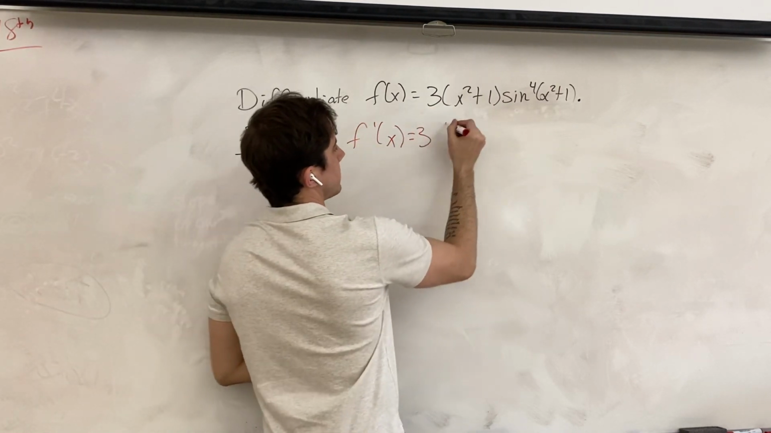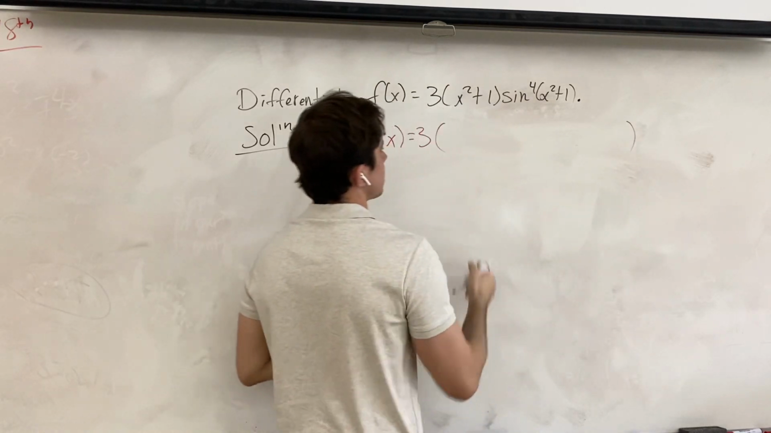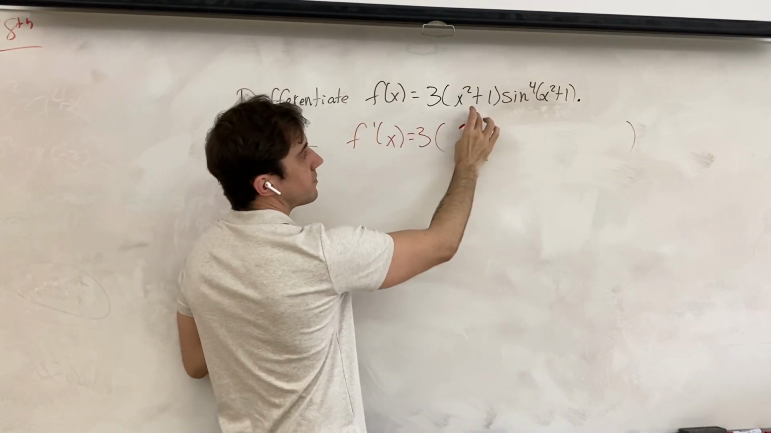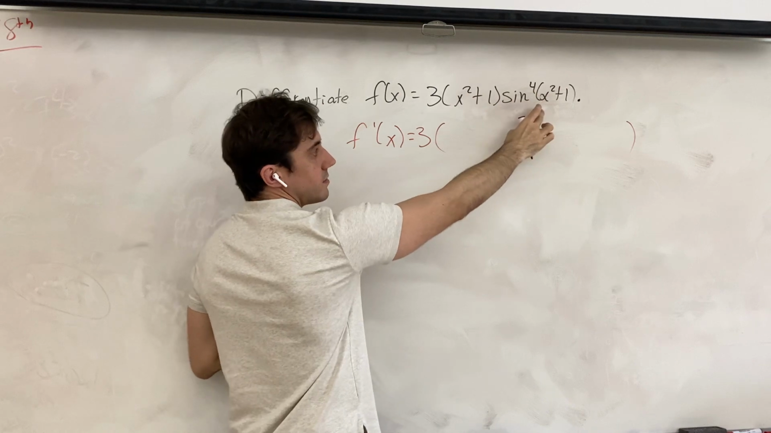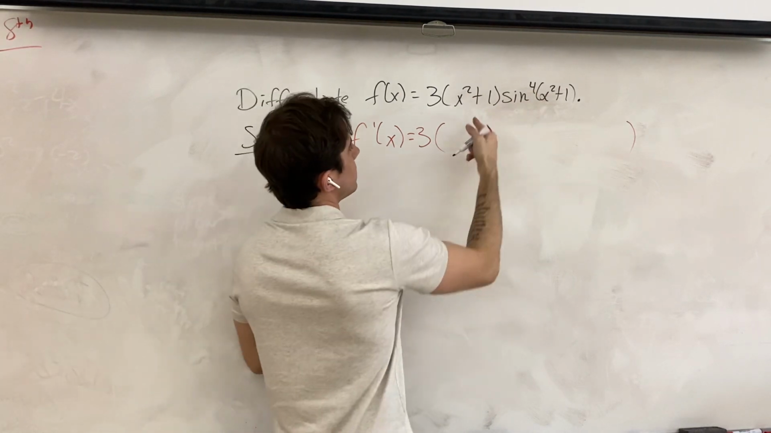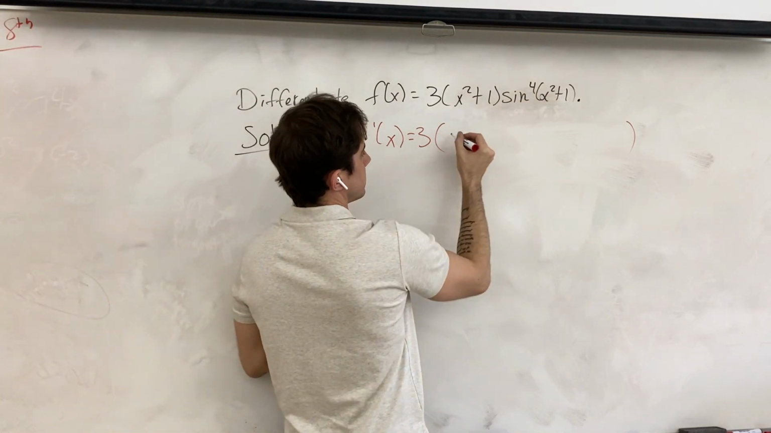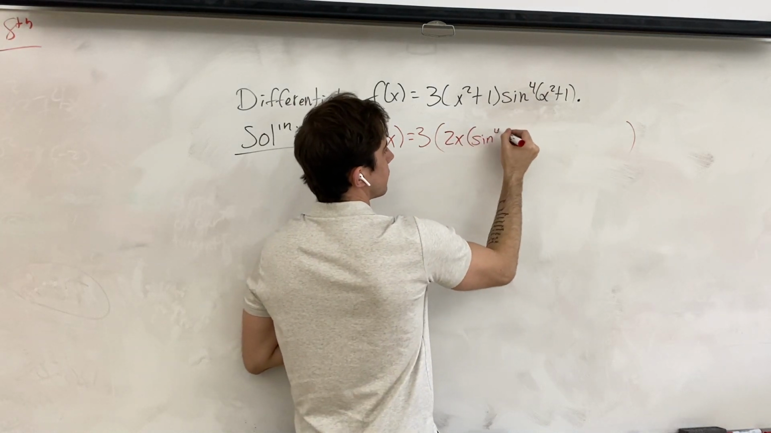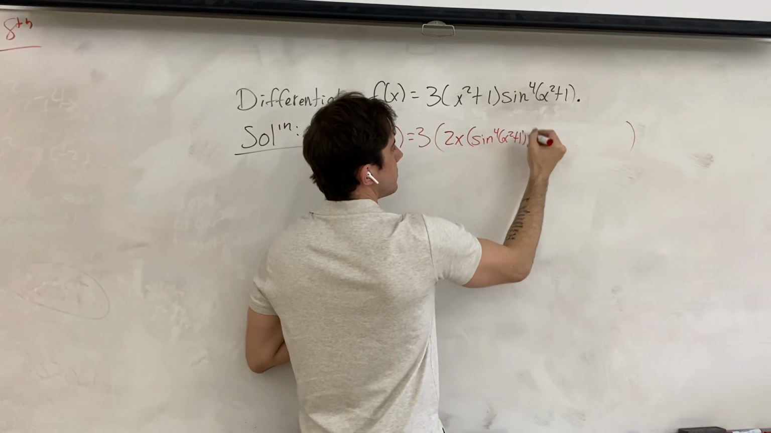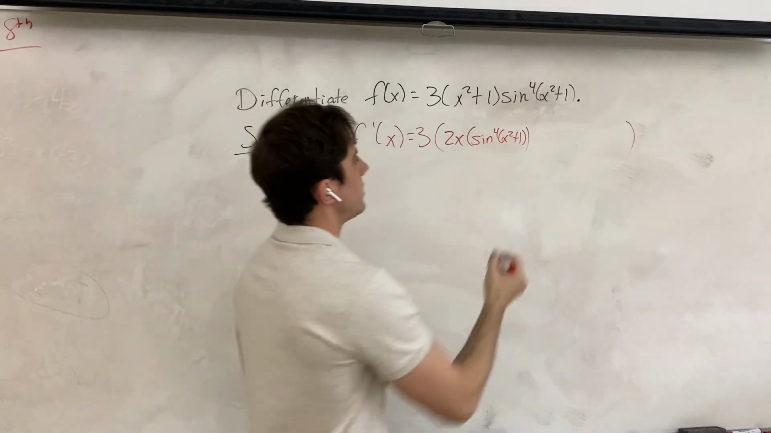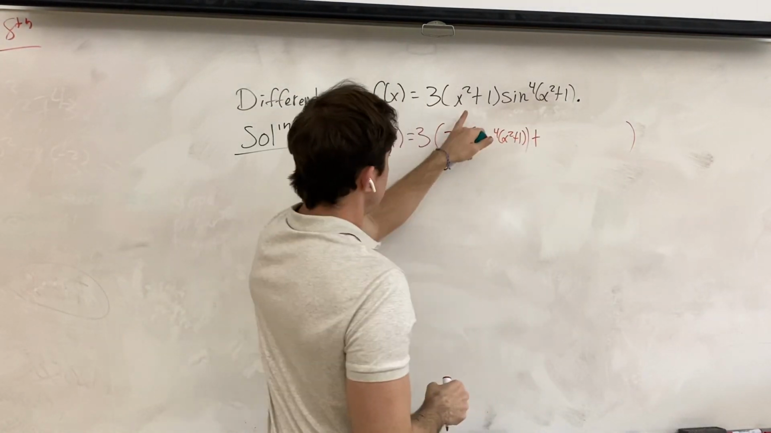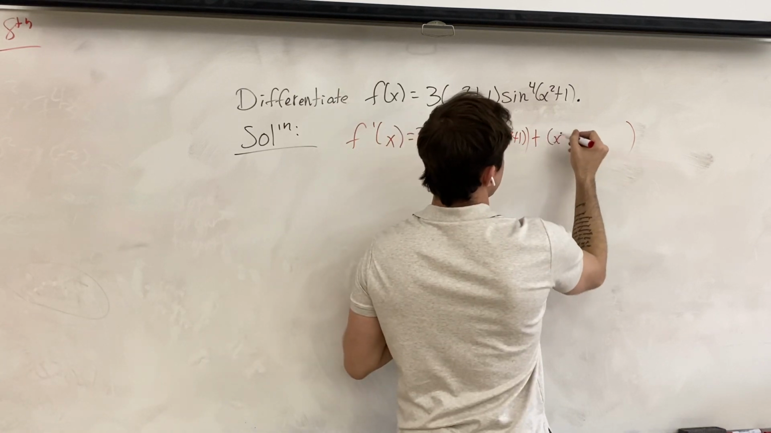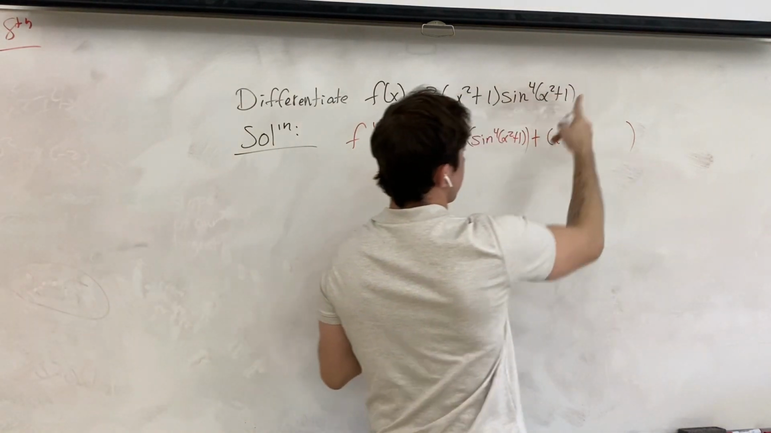We'll have a 3 and then we'll do everything else inside these big brackets. So I'm going to take the derivative of the first part times the second part itself. So the derivative of x squared plus 1 is 2x times sine to the 4 of (x squared plus 1), right? That's the first part. And now we'll have plus the first part, namely x squared plus 1, times the derivative of that second part.